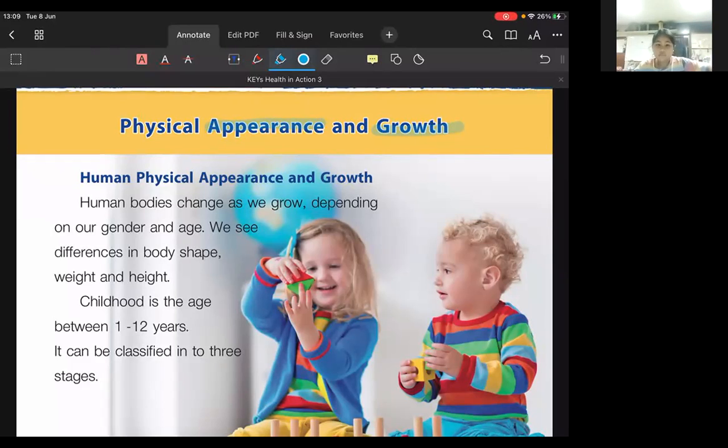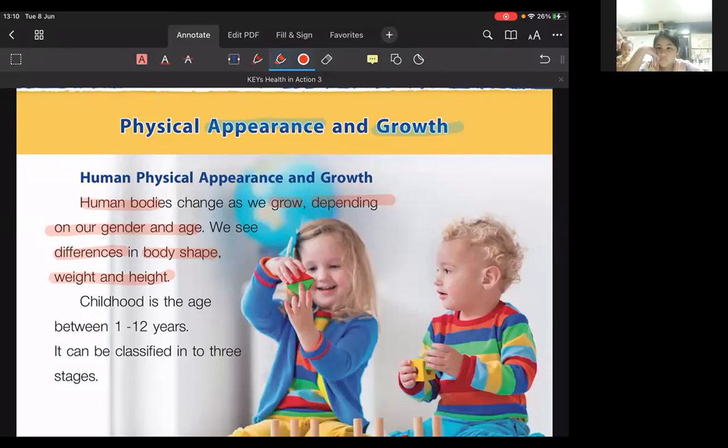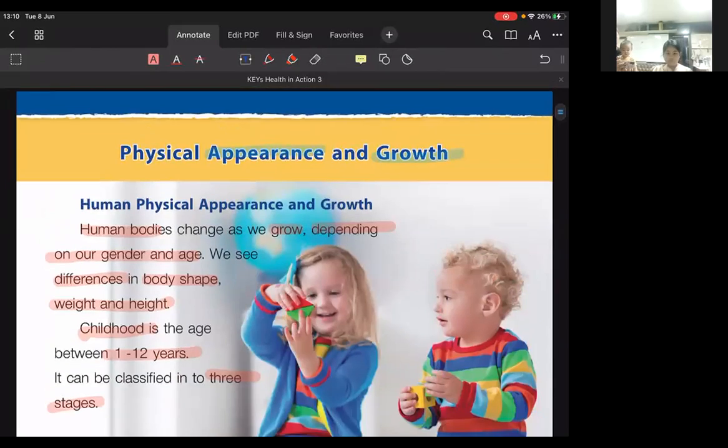So I'm going to start with human physical appearance and growth. The human body changes as we grow. Okay, so our body will grow depending on if you are a boy or a girl and what age. We see differences in body shape, weight, and height. So your body will change based on if you're a boy or a girl, and if you are, say, 8, 9, or 10 years old, your body will change. Childhood is the age between 1 and 12. There are 3 stages to this. Okay, so if you want to translate this part.